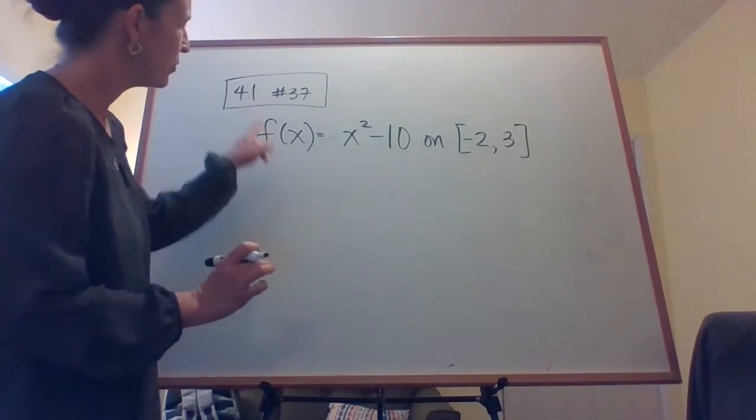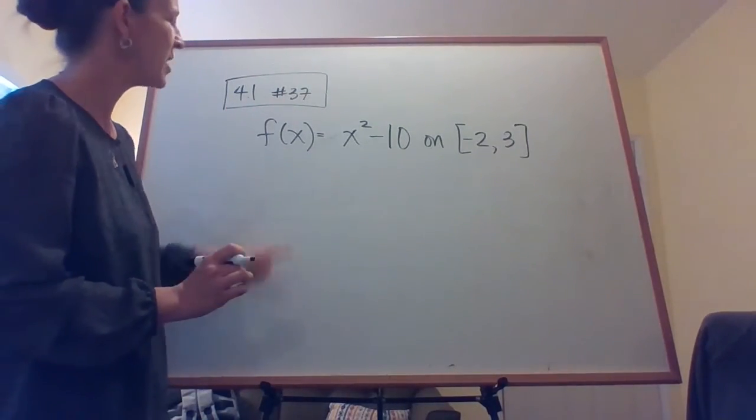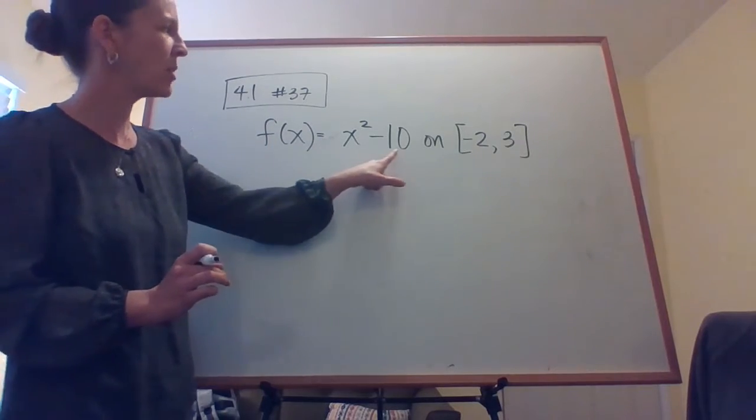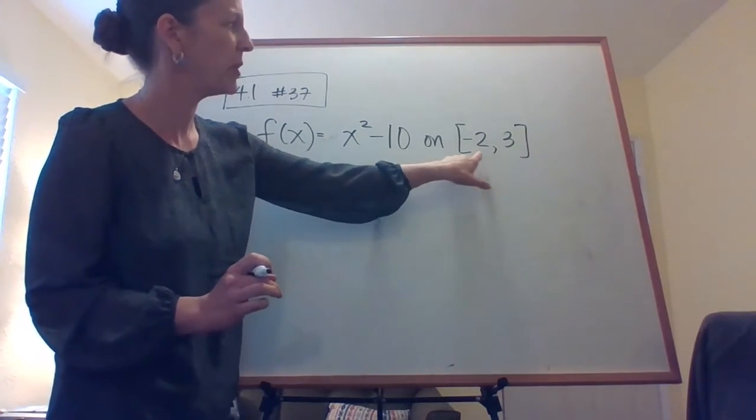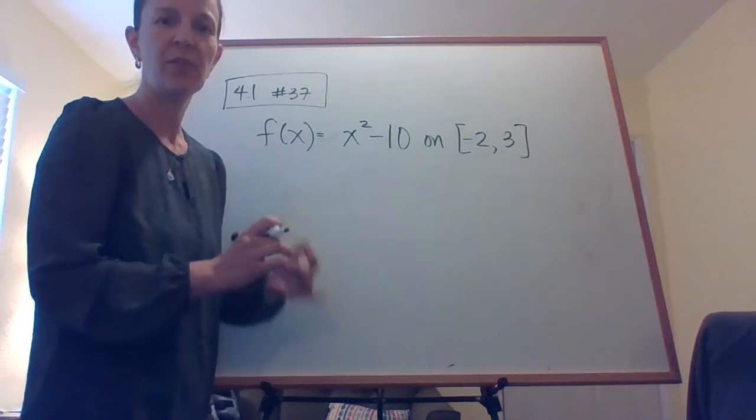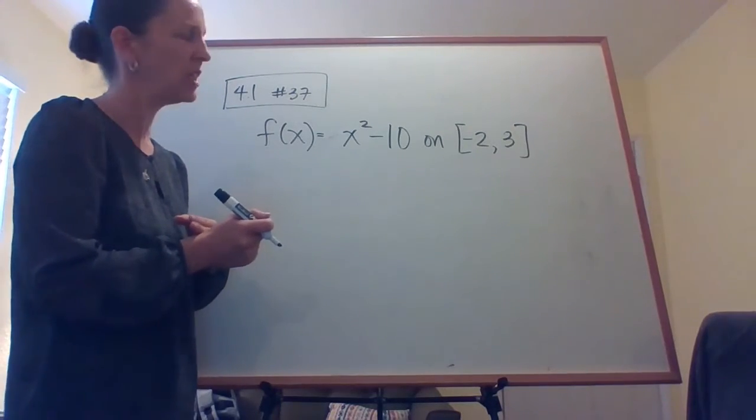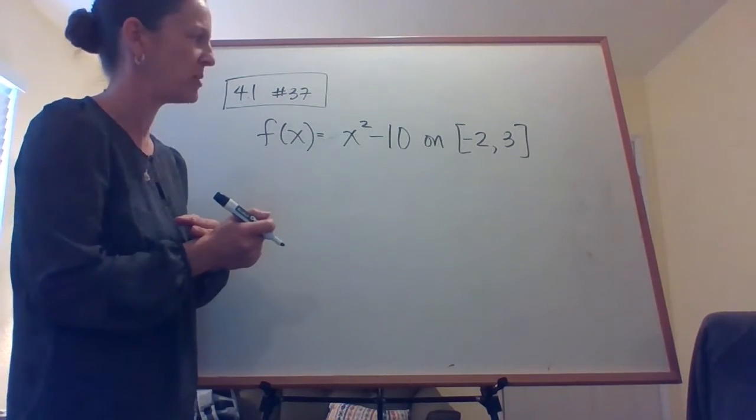Okay guys, so we're in section 4.1. This is problem 37. f of x is x squared minus 10, on the interval from -2 to 3. I need to find the critical points and ultimately determine the absolute extremes.